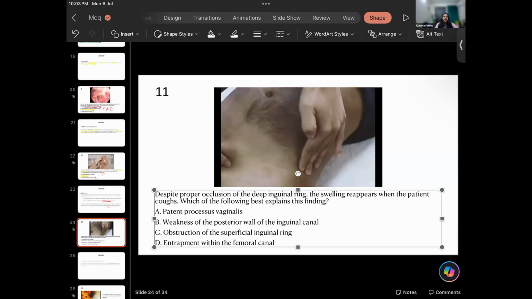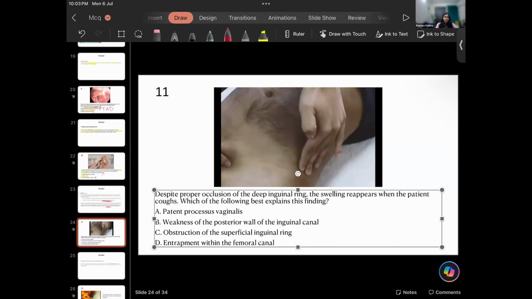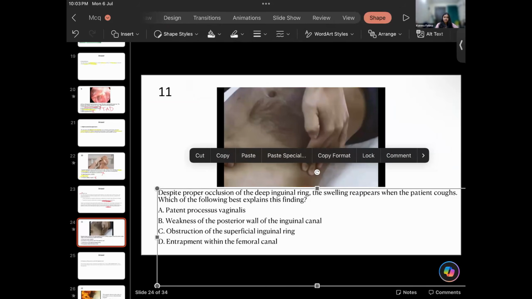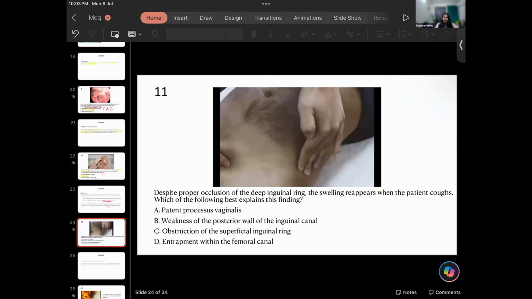Patent processus vaginalis is basically the pathophysiology behind the development of indirect inguinal hernia. So it is not a case of indirect inguinal hernia, because the swelling comes despite occlusion of the deep ring. So it is not this option. Weakness of the posterior wall of the inguinal canal. Yes, it is the cause of the direct inguinal hernia. Obstruction of the superficial inguinal ring. If there had been an obstruction of the superficial inguinal ring, the cough impulse would not have been positive. So again, this is not the option.